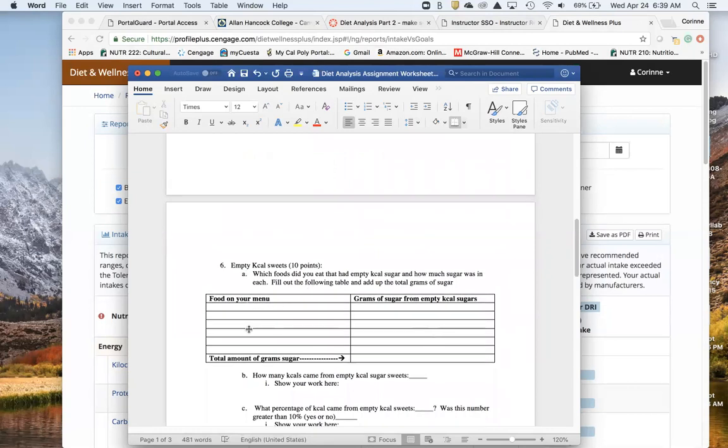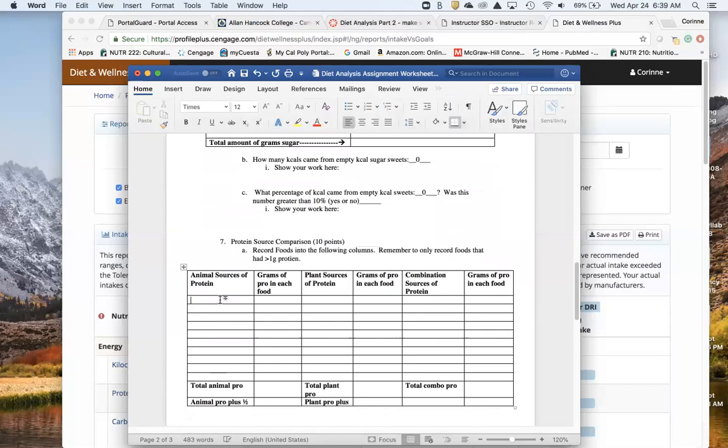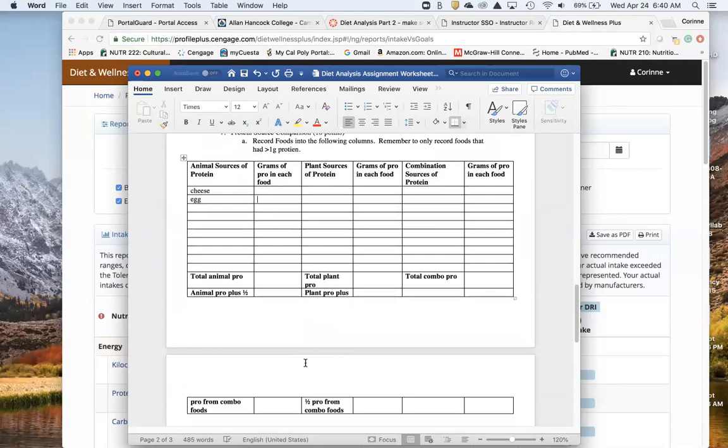The empty calorie sweets, I didn't eat any of them. Hopefully you don't either. That makes you have to put none here and 0 here and zeros all through this. So that would be really easy. Animal sources of protein, I had cheese and I did have an egg. But those were my only animal sources of protein. Everything else was a plant source of protein, or bread, if it was made with eggs, might be a combo source. So you would add up the grams in each and figure that out.